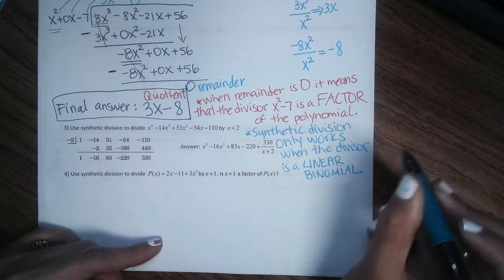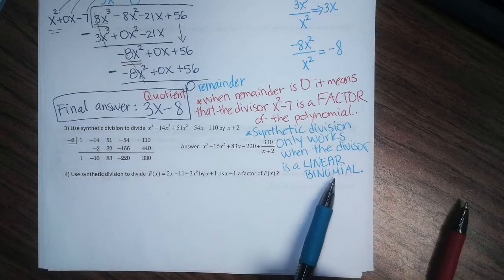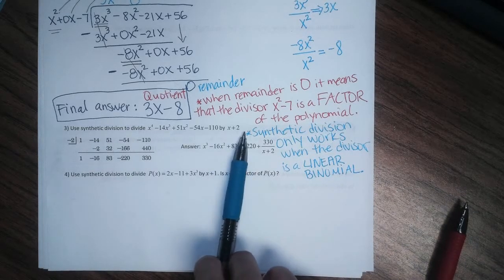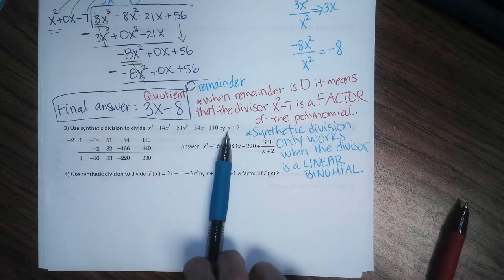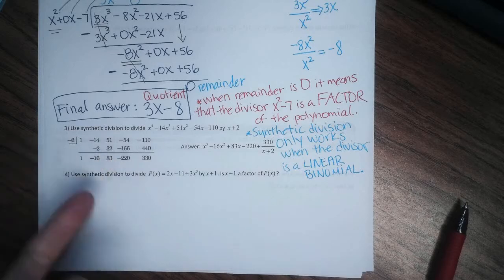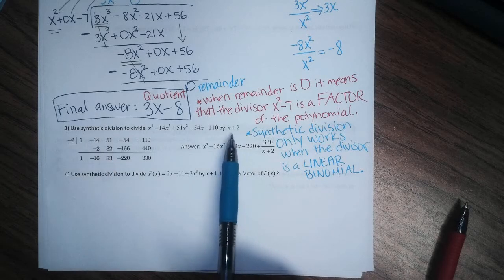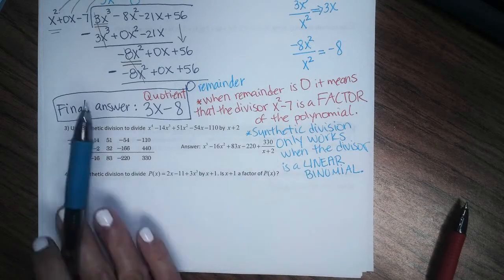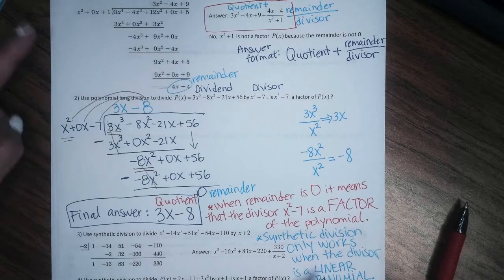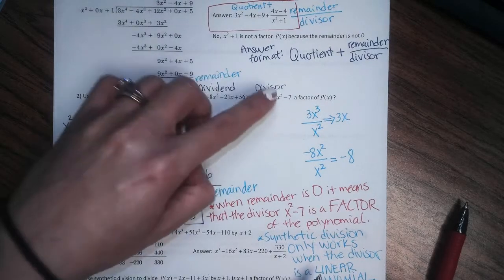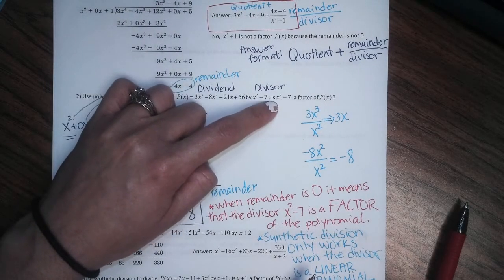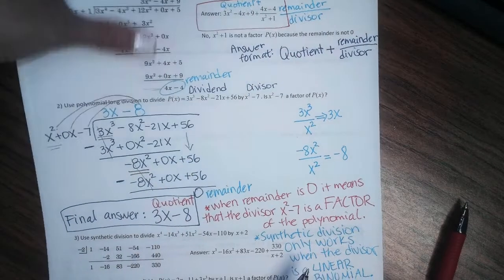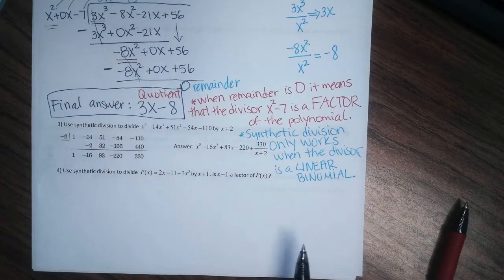Okay, in case you forgot those terms from last test, a linear binomial is when you only have two terms and that first term is just x to the first power. So that's called a linear binomial. So the synthetic division that I'm about to show you only works when the divisor is a linear binomial. Obviously, if you try to do number 1 and number 2 over here, you cannot do synthetic division with those because those are x squared minus 7. That's called a quadratic binomial. So it wouldn't work.